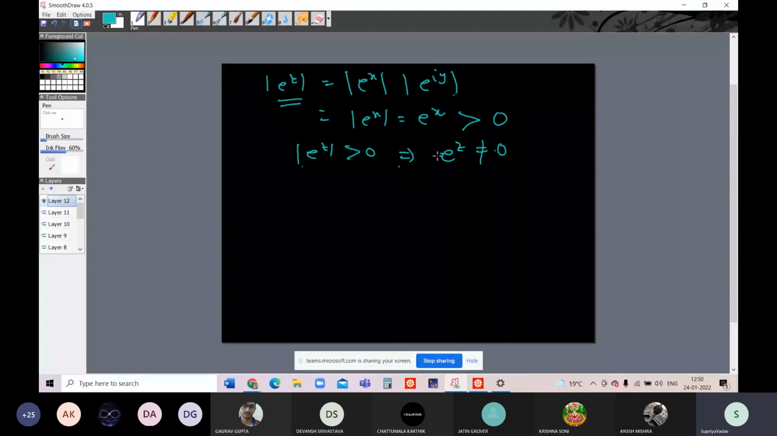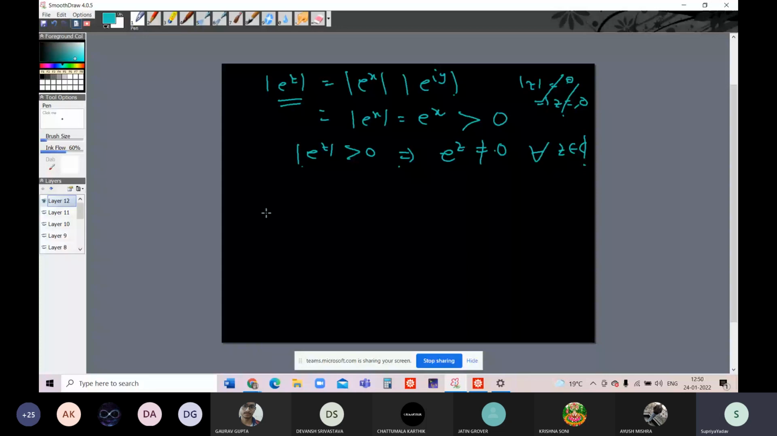complex valued function, and in complex values, mod is 0 only when, you know that mod of z 0 always implies that z is 0. So it means that mod of exponential z is always greater than 0 for all z. It implies that exponential of z is not equal to 0 for all z in this complex plane C. Okay. And if we talk about its differentiability, the function will be differentiable everywhere.